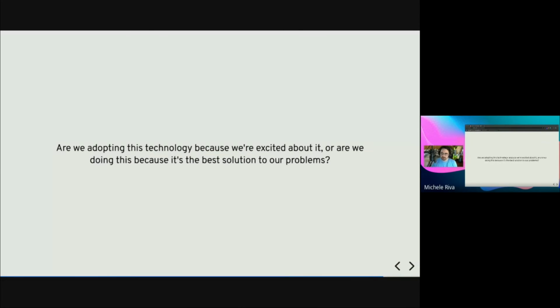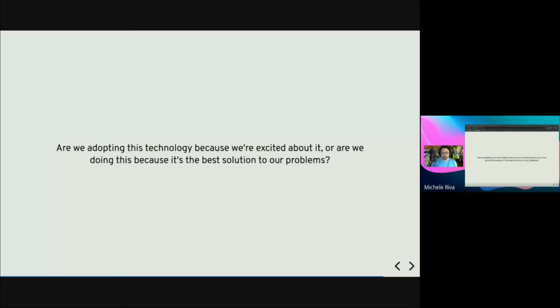Are we adopting this technology because we're excited about it? Or are we doing that because it's the best solution to our problems? That's a hard point for me because I'm really a hype-oriented person. I see a new framework, I want to try it and test it in production because I'm excited. I'm a developer, I want to do that, and I really enjoy my work. But eventually, we have to serve a purpose.